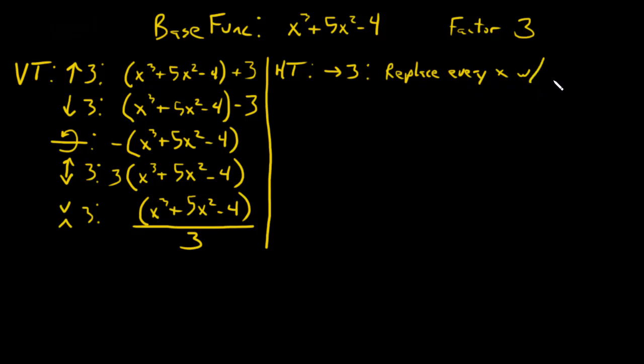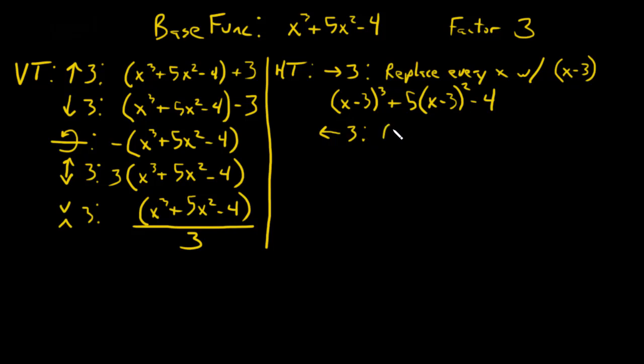Well, I want to go right, but it's a horizontal transformation, so it's the opposite of what I would think. So I'm going to replace it with x minus 3. So what does that look like? Well, it looks like (x minus 3) cubed plus 5 times (x minus 3) squared minus 4. Okay? Now if I want to go left by 3, I'm going to replace every x with what?